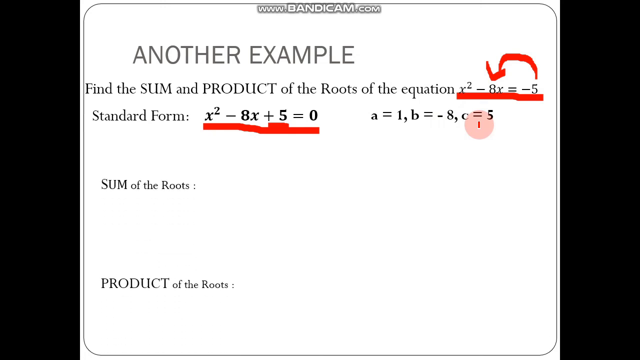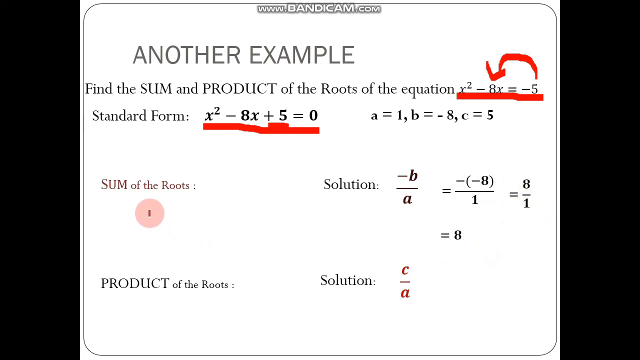Sum of the roots, solution. How to get the sum of the roots? We just simply use negative b over a. Since our b is negative 8, just substitute. Negative times negative 8 over 1. Negative times negative is positive, so it becomes positive 8. 8 divided by 1 is 8. So the sum of the roots of the quadratic equation x squared minus 8x equals negative 5 is 8.